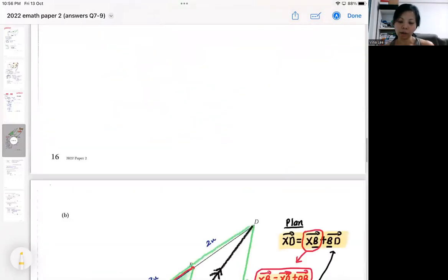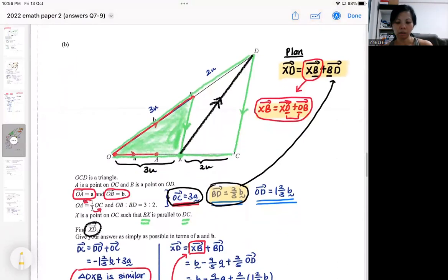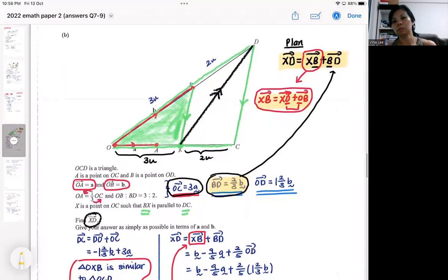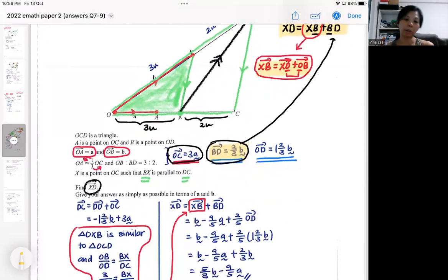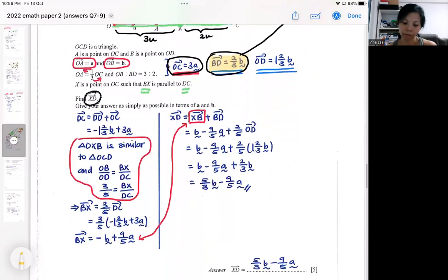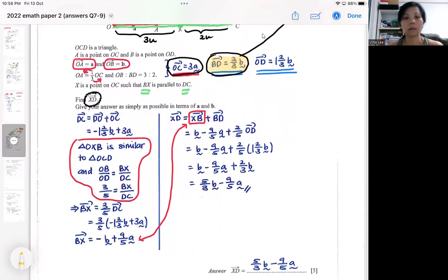So give it a try. It's not very difficult. You just have to be careful. And if you are not careful with the signs, sometimes your fill in the blank can go wrong. And also please make sure you write the tail. So this is 5 marks.